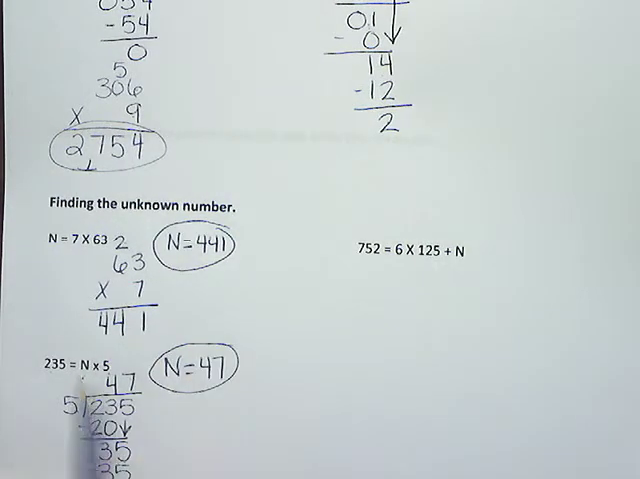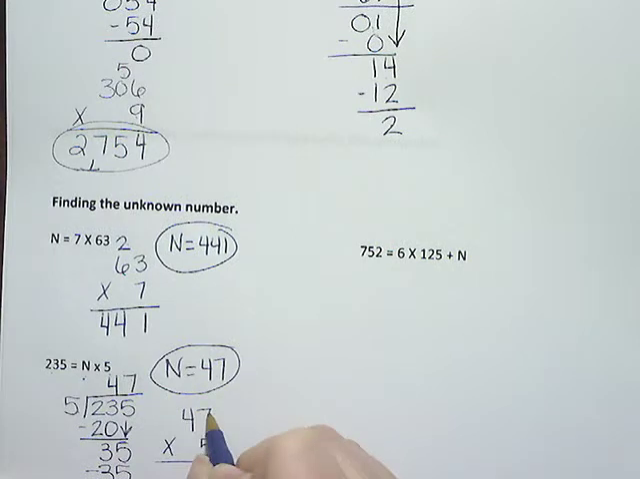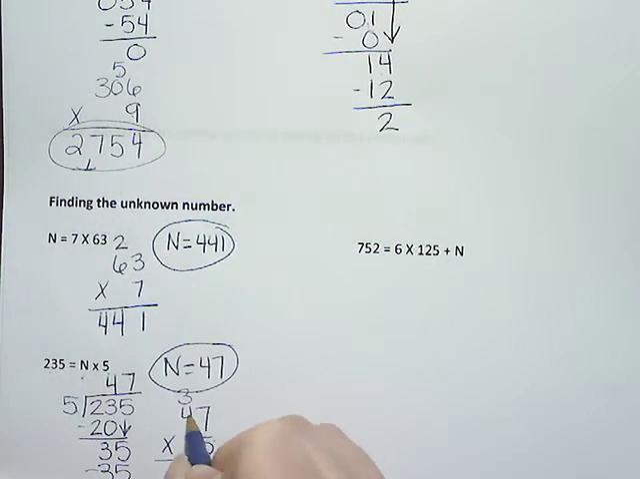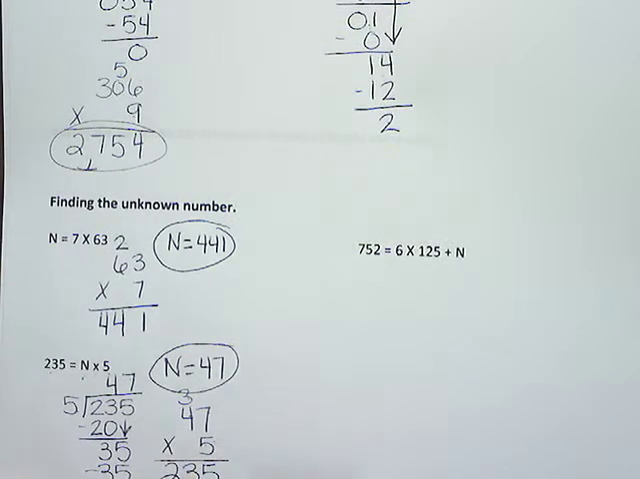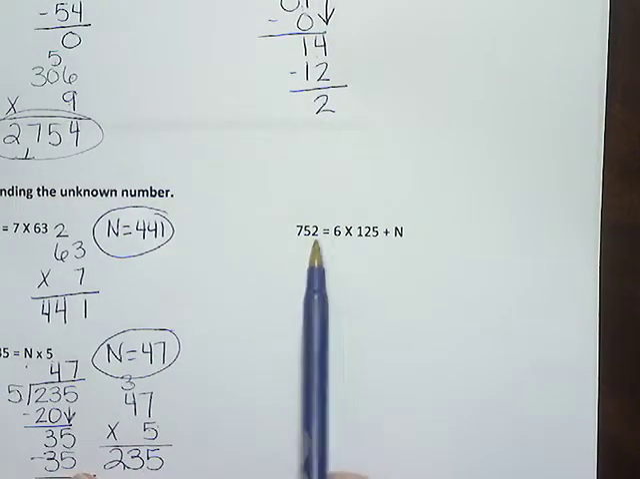The way that I can check it is I can say 47 times 5. So let me go ahead and check it to make sure I have the correct answer. 5 times 7 is 35. 5 times 4 is 20 plus 3 equals 23. So my answer is the same. So n equals 47. And then the last kind of algebraic problem that you might see is something that looks like this.